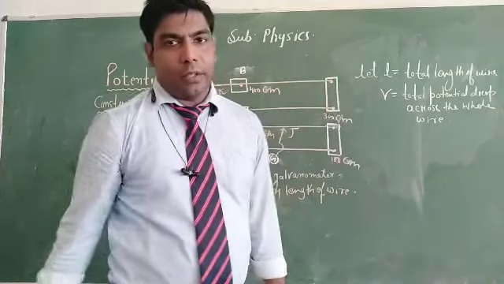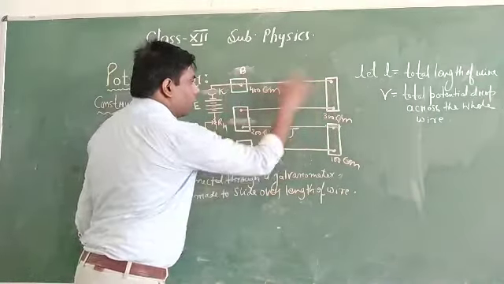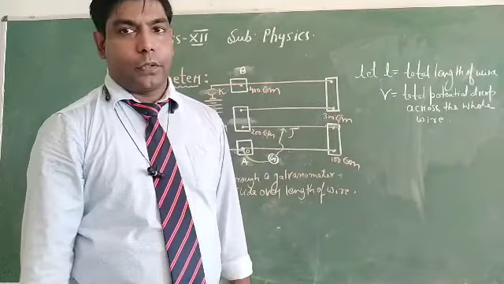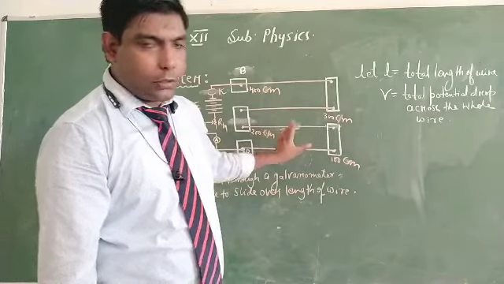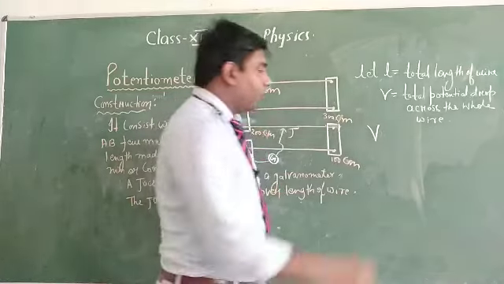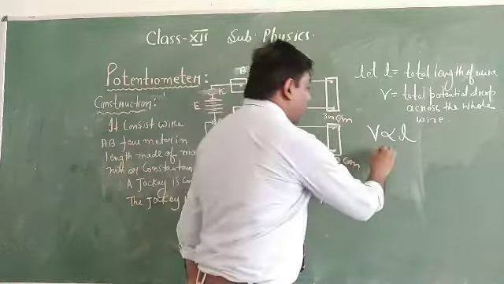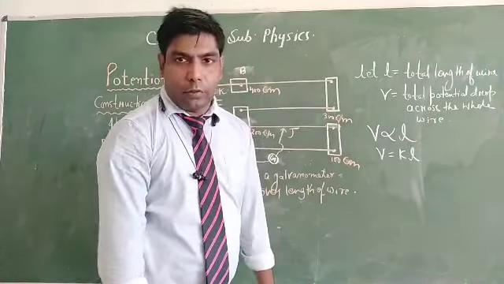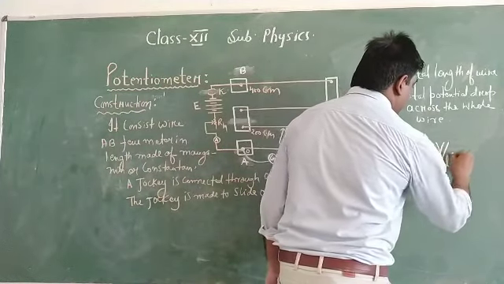Total length of wire is how much? L. And total potential drop, that is from A to B, is how much? V. So, according to the principle of potentiometer, the potential drop across the length of wire is proportional to L, right? Or V = KL. When you remove the proportionality sign, we introduce a constant, that is V/L = K.